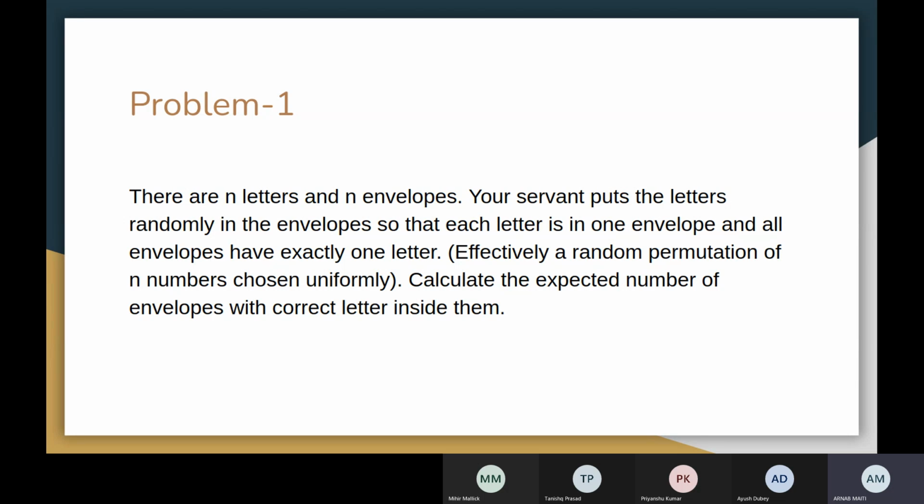Maybe if someone gets the answer, they can speak up. If there's any query in the question, you can ask. I hope at least the question is clear, right?